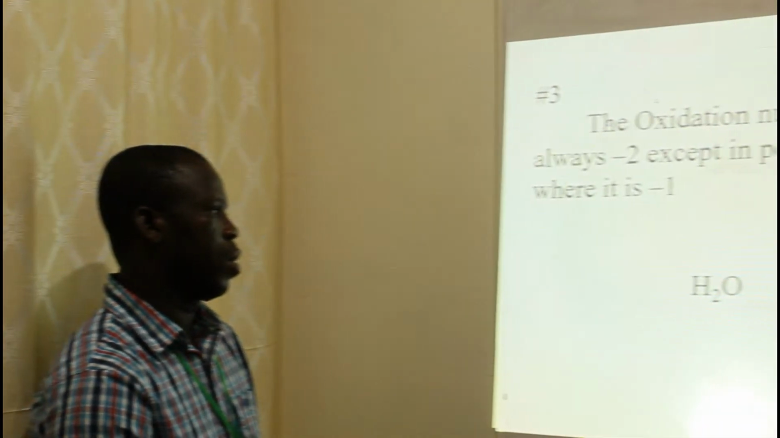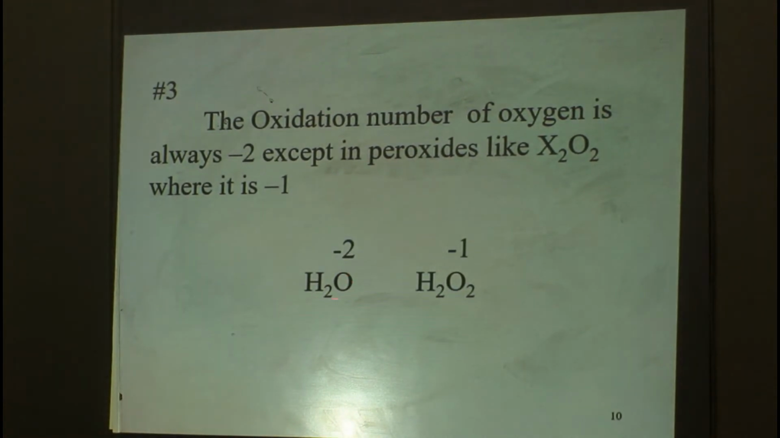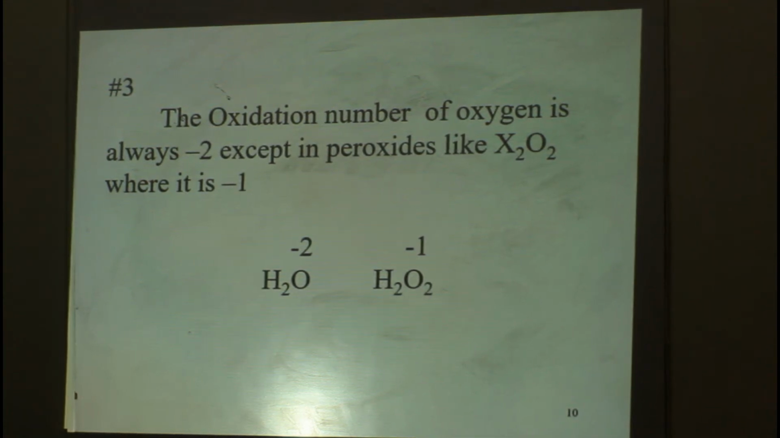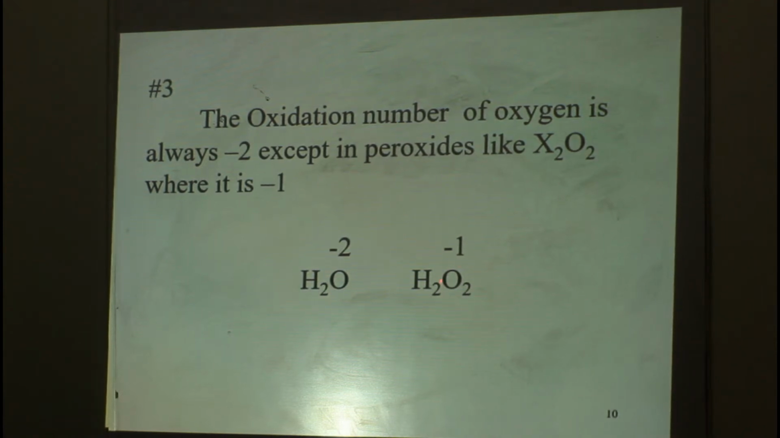Typical example is with this one. So here oxygen is -2. This is hypothetical. This is a number that we cannot see, but we have assigned to oxygen, as we did to hydrogen. But here it is -1, when it's in peroxide like this.